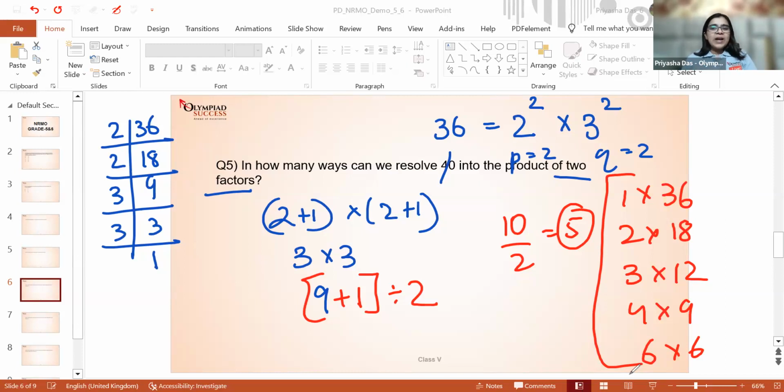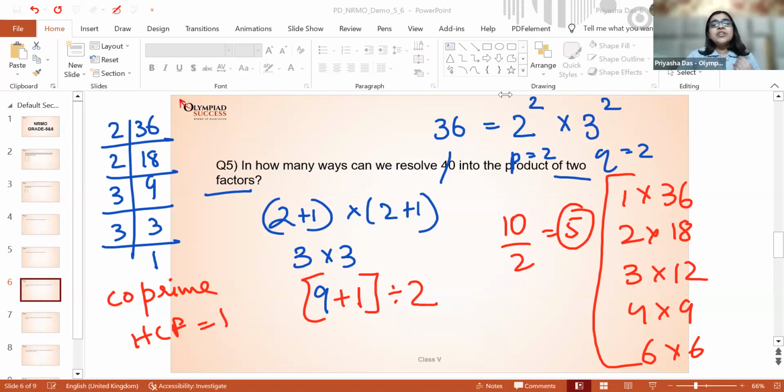Which pair is co-prime? What is the definition of co-prime, guys? The definition of co-prime is when the two numbers have the HCF as 1. They can be prime, they can be composite, no problem. But the HCF should be 1. No, Lokesh? 4 and 9 is co-prime. Done. 1 and 36 is co-prime.